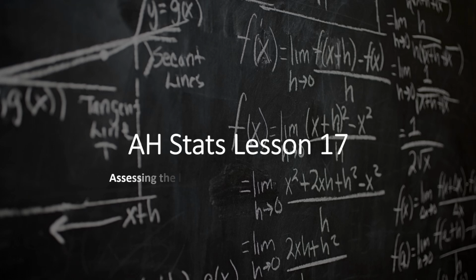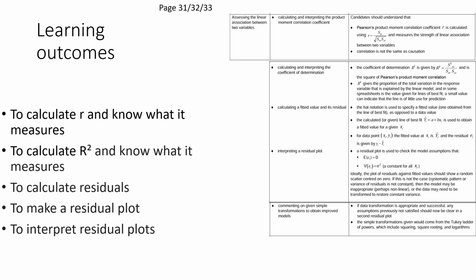Hi everyone, welcome to lesson 17 of the Advanced Higher Stats course. In this lesson, we'll be learning how to assess the linear association between two variables. You will find this skill on pages 31, 32, and 33 of the Advanced Higher course spec.